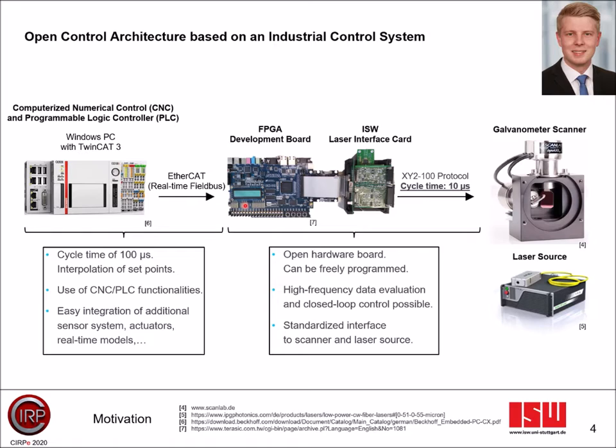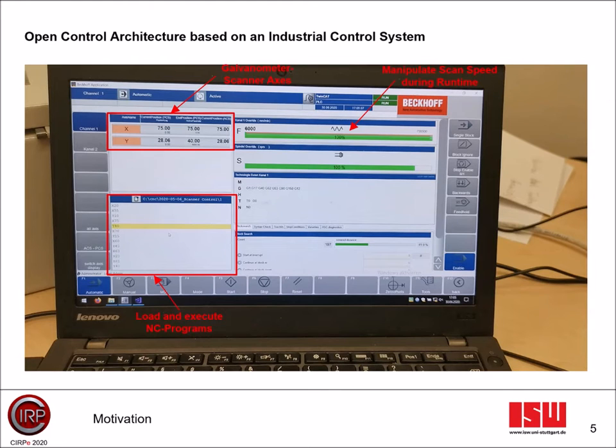The FPGA design contains different functional components such as an EtherCAT slave controller and the XY2-100 protocol used for communicating with the scanner system. Our custom control card provides a standardized interface for the galvanometer scanner and laser source. Here we can see the HMI of the industrial control system. We can load and execute NC programs containing the laser power, laser on-off signals and the positions for the galvanometer scanner. The use of the CNC also allows us, for example, to manipulate the scan speed during runtime.